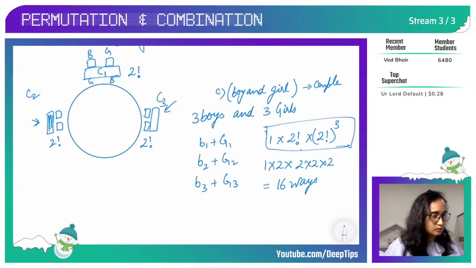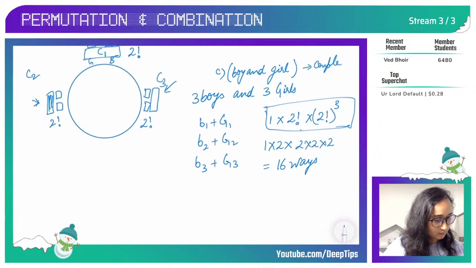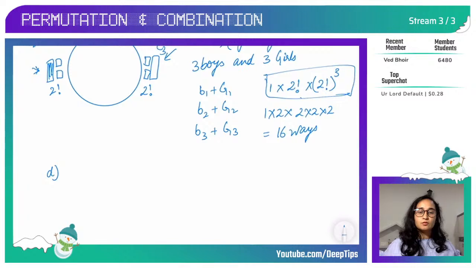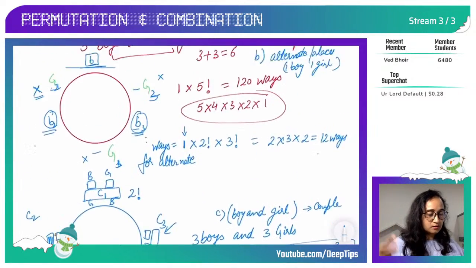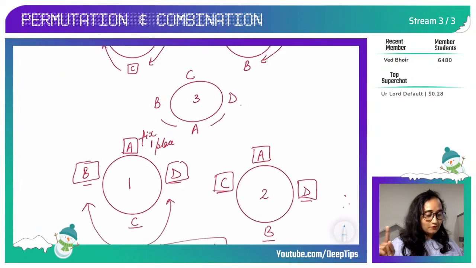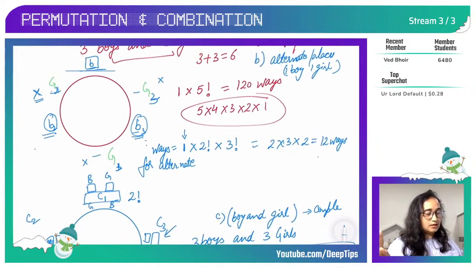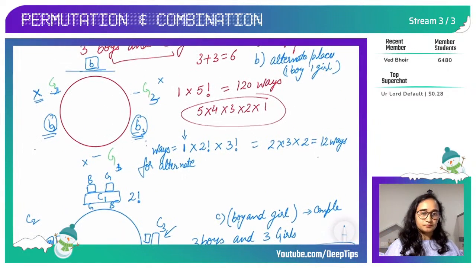Okay, now let's take the 4th case. So this is the 4th case. See, in one question only we can understand 4 to 5 different scenarios. So let's go back. In the first scenario, here is my question. I told you that 3 boys and 3 girls. So we fixed the 1 place and the remaining 5 can sit in any way, 5 factorial ways, so 120 ways.